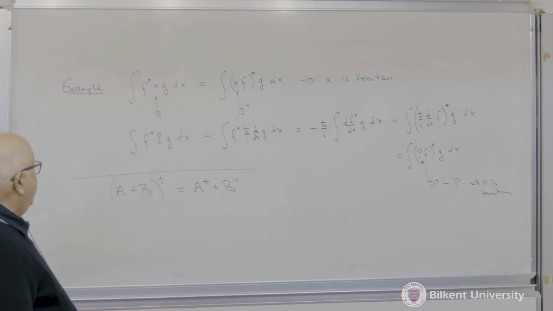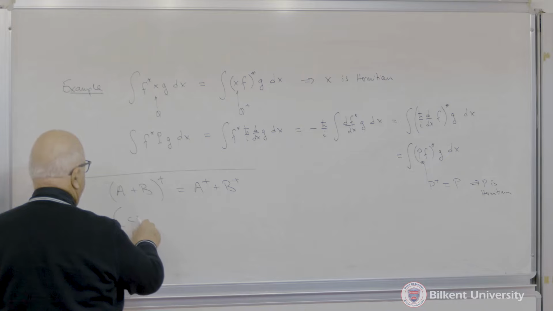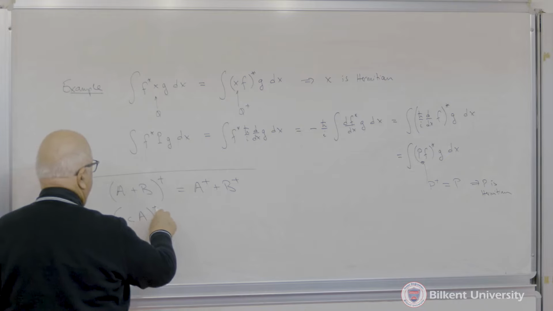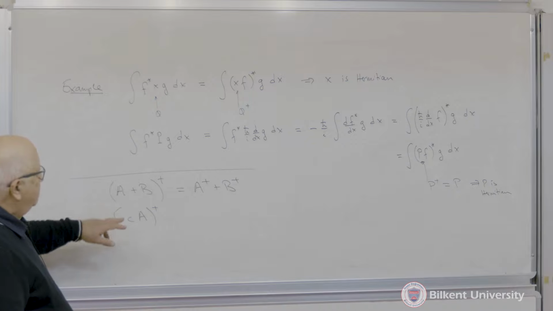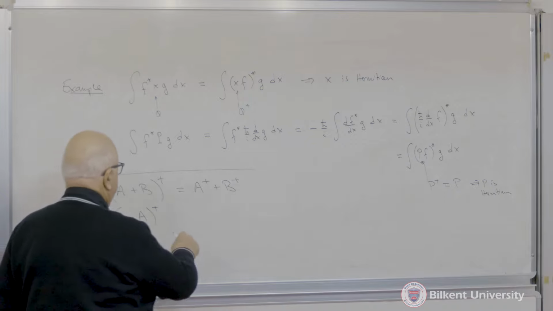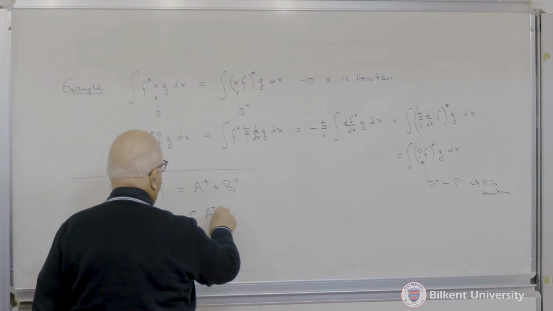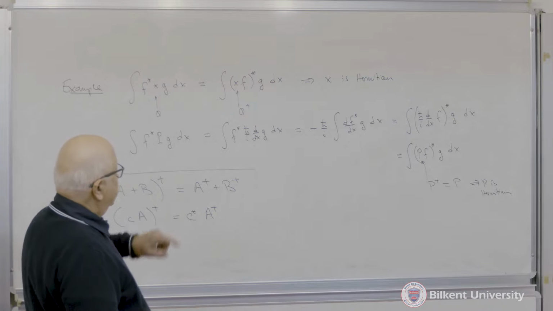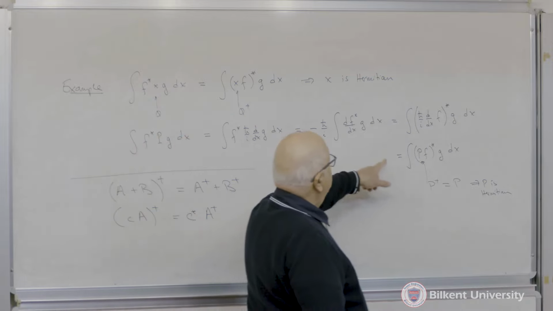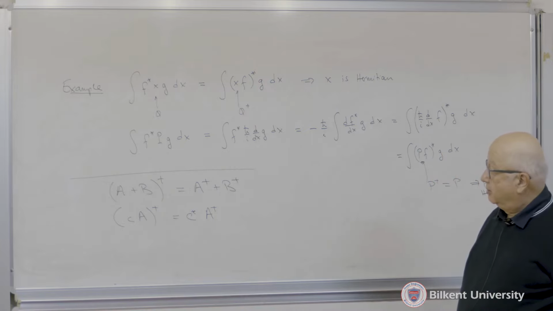If you have a number, so if you have something like C times A adjoint, you can pretty easily see what that's going to do. That's going to give you C complex conjugate times A adjoint, because that will end up in this complex conjugation of the constant.